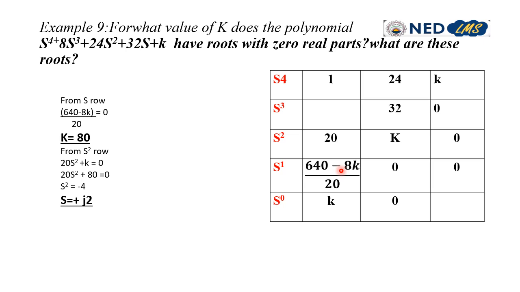By putting the value of k equals 80 in the row we have made using the coefficient of s square, just 20 s square plus k equals 0, and we put k equals 80. So 20 s square plus 80 equals 0, and s square equals minus 4, and s equals plus minus j2. Those are the pure imaginary roots for the marginally stable system.